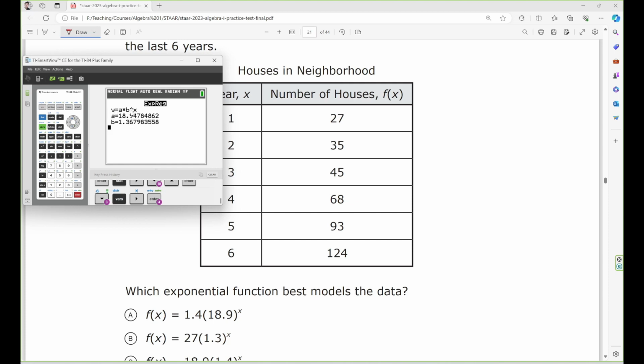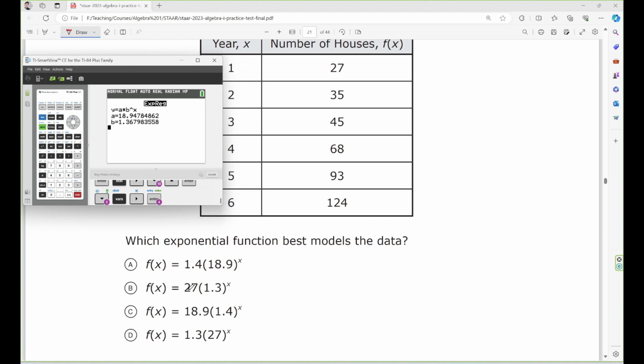Y equal a times b to the x. A equal 18 point something. B equal 1.3 something. Okay, so you look at this one. Now you need to write it. A equal 18 point something right here. 18.9. Yeah, right. B 1.36. Round it to 1.4. So the answer must be C.